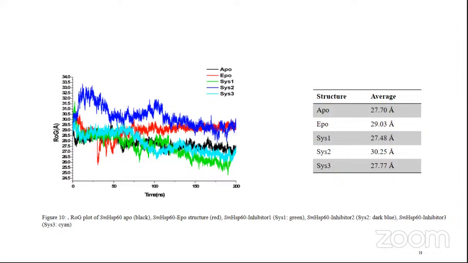As shown in the graph, all the structures reach compactness, but system 2 had the highest average Rg, while system 3 and the epolilactine bound structures had lower values. System 1 and system 3 had the closest compactness to the upper structure, as shown in the table alongside the graph.